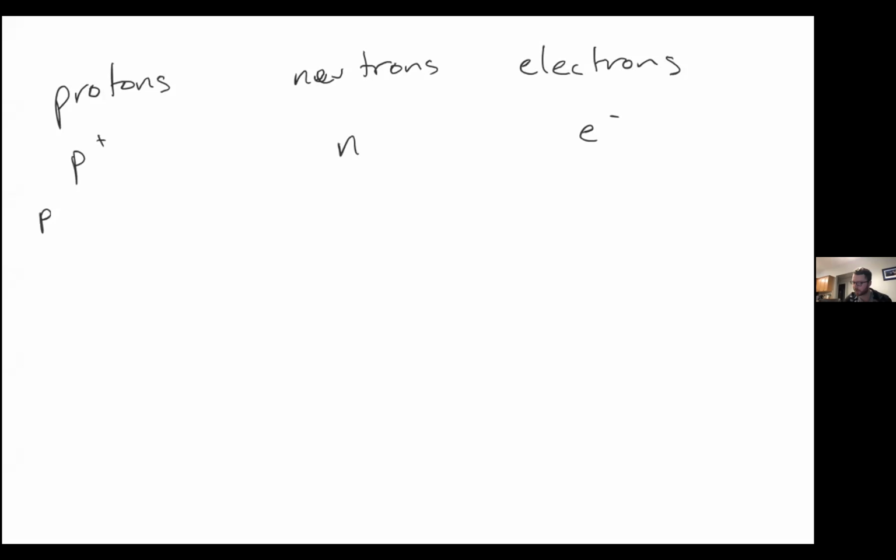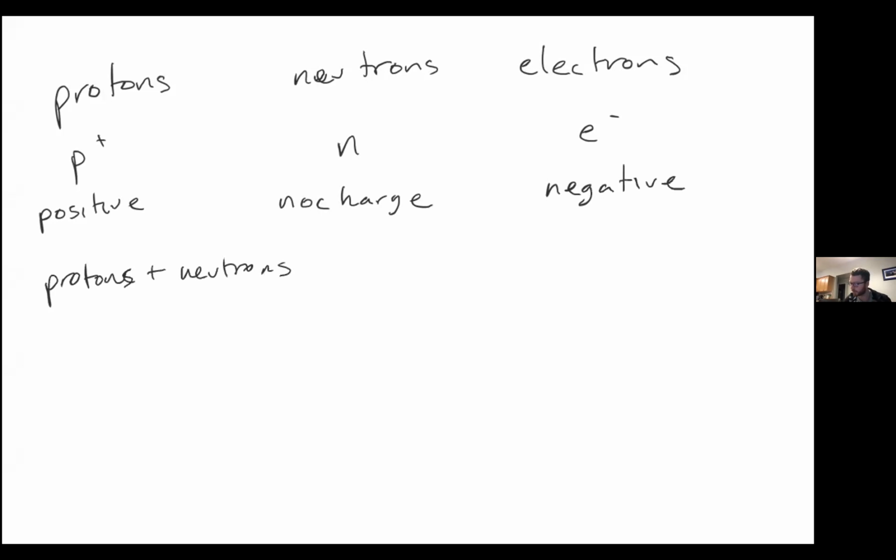Protons are positive. Neutrons are no charge. And electrons are negative. Protons and neutrons are called nucleons. Nucleons make up the mass of the nucleus of the atom.